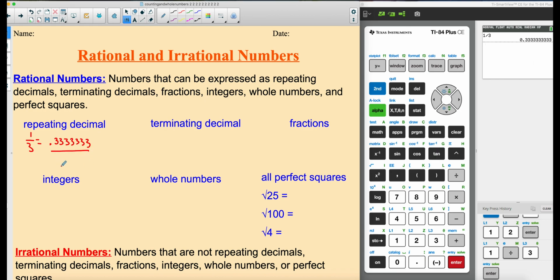You could also write that like this, 0.3, and you could put a line above it like that. That implies that the 3 keeps going. That's what a repeating decimal looks like. So if you get a repeating decimal in your calculator, the number is always rational.